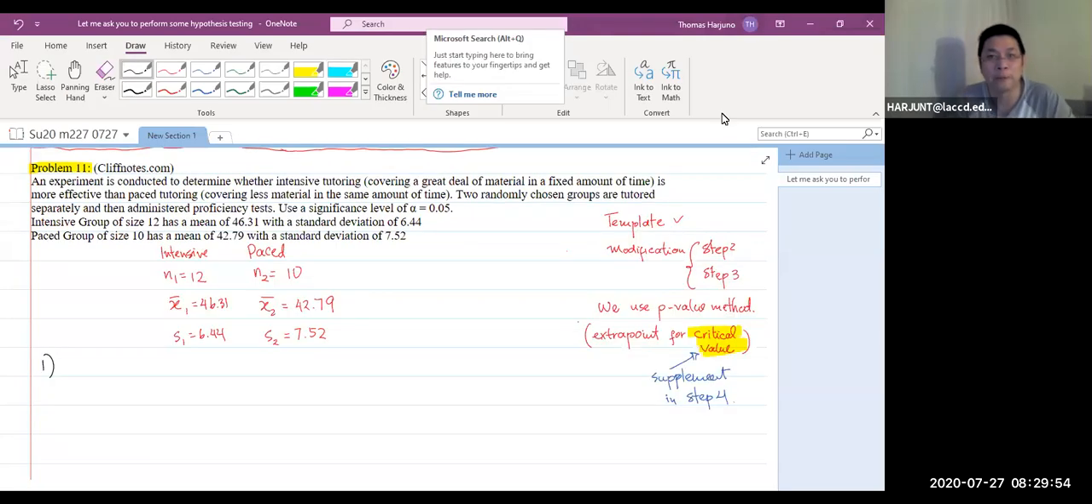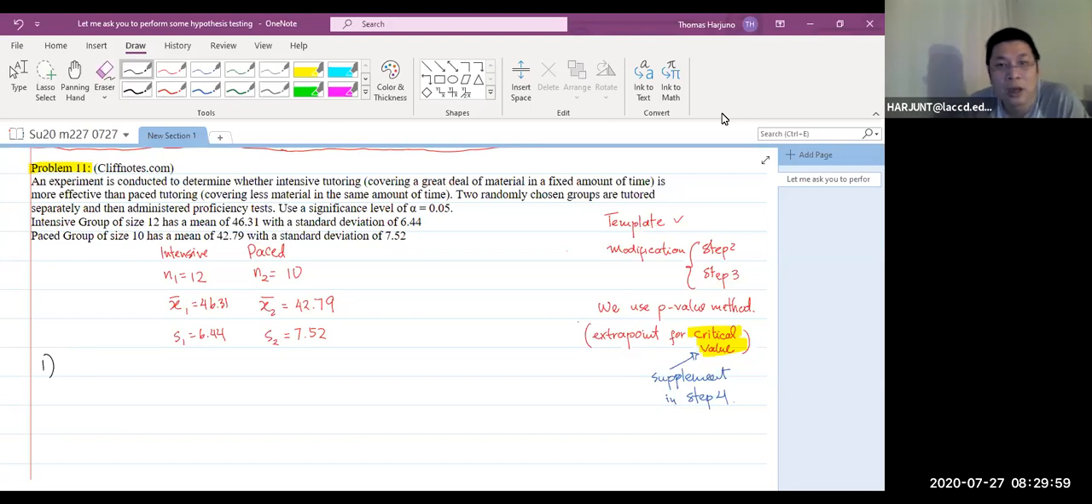Class with recording it. Okay, so problem 1, we want to compare the result from intensive and paced.